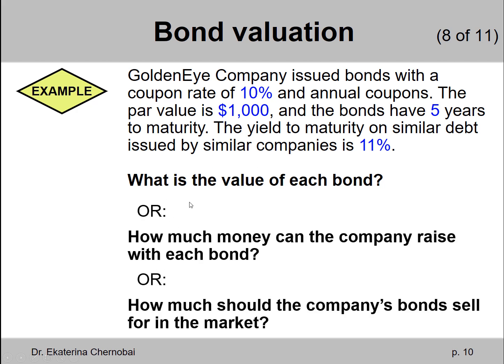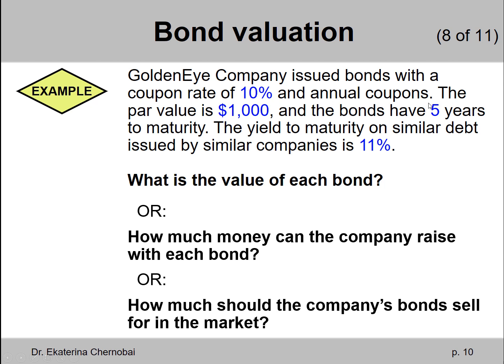This question could be put in different words. How much money can the company raise with each bond? Or how much should the company's bonds sell for in the market? It's all one and the same thing. So 10% coupon rate determines the coupon amount every year. The face value is given as $1,000, which is the same thing as the par value. This could be completely omitted, in which case you would assume that the face value or the par value is $1,000.